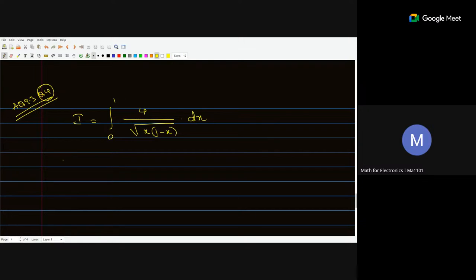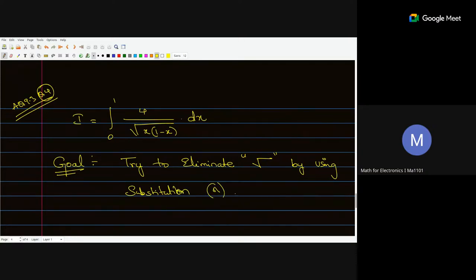Anybody? Again, our primary goal should always be, if there are some square roots in the picture, we try to eliminate the square root from the integrand. Try to eliminate the square root by using some method, either by using substitution or multiply and divide by a term, or there is one more method which is also given as a hint for this question.